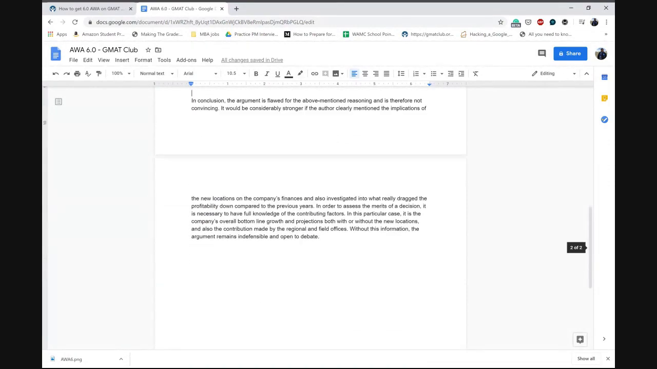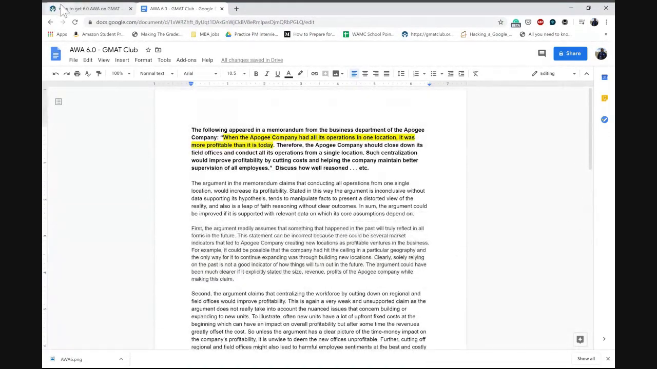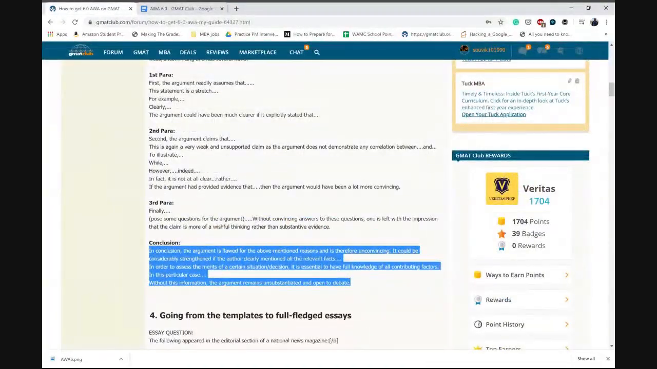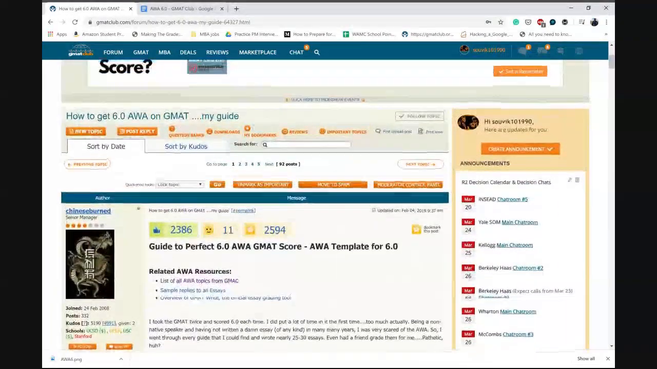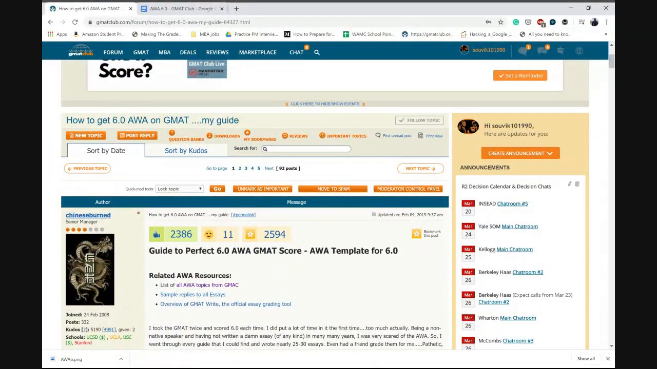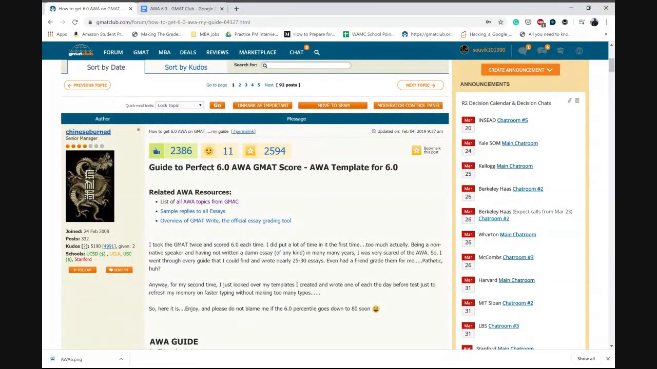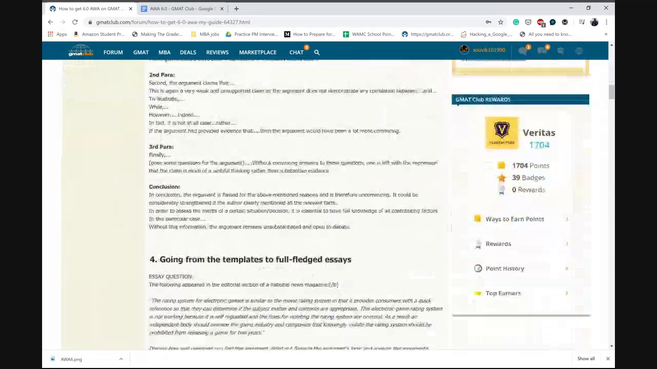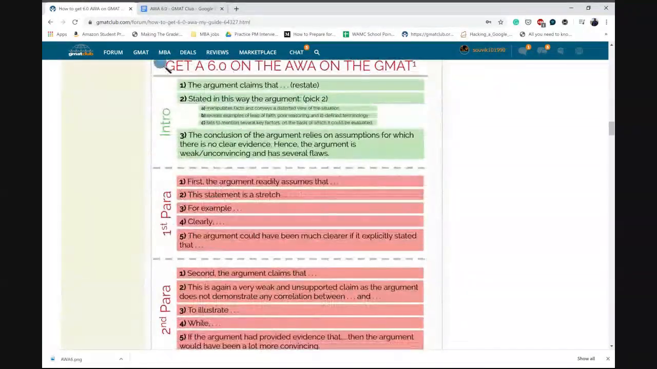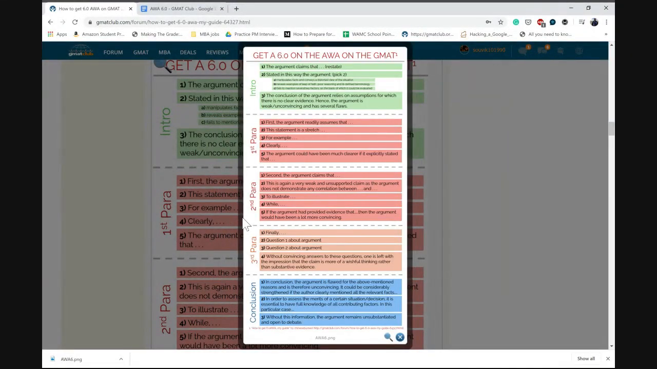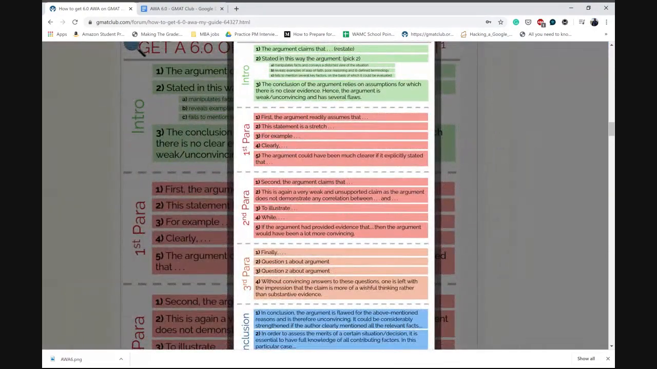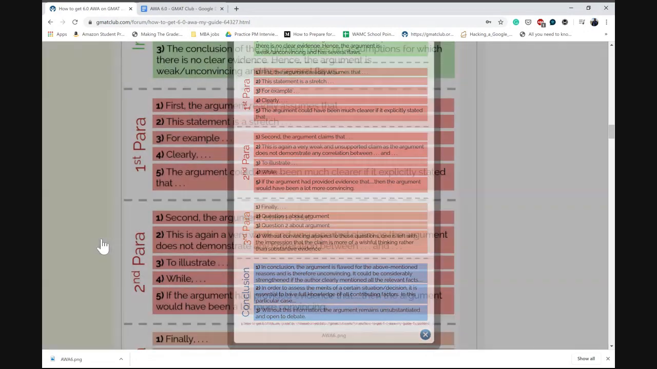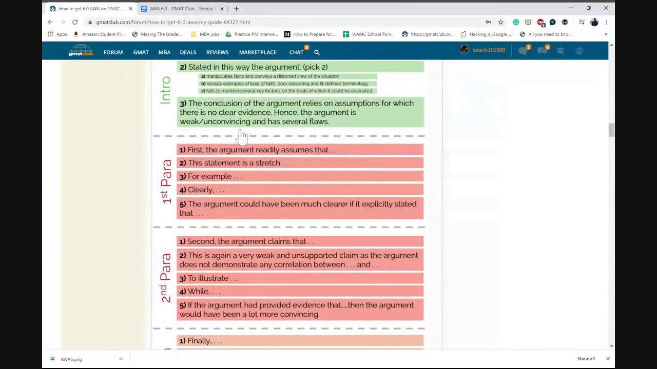Again, you have to go to this guide. This guide is all you need. In fact, it's one of our most popular, most important posts on GMAT Club. It has over 2,000 kudos, 2,000 bookmarks. This is incredible. And also, there is a nice little infographic that helps you do the same thing. It tells you what to do with the introduction, the first paragraph, the second paragraph, the third paragraph, and the conclusion.